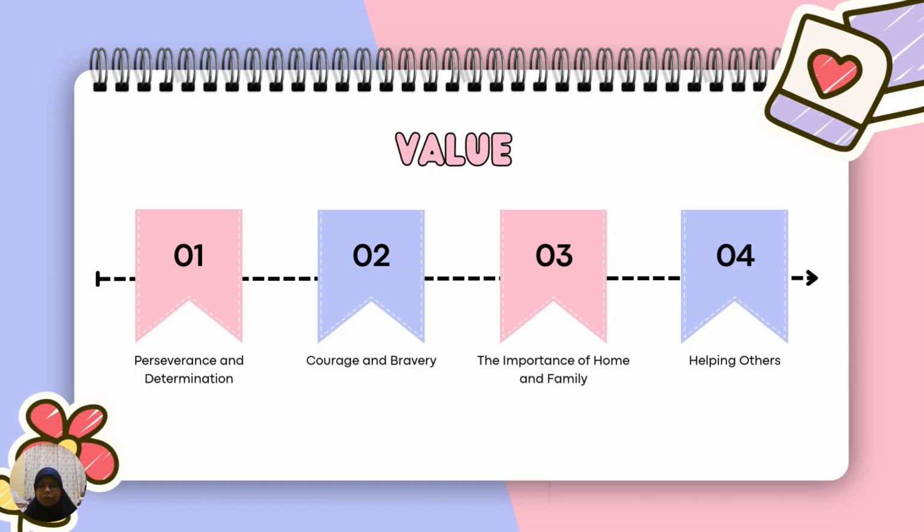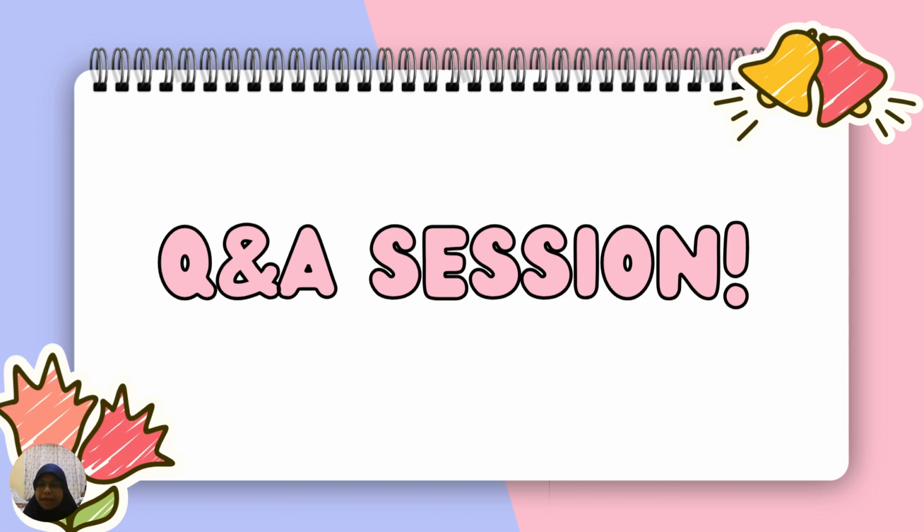Thirdly, the importance of home and family. Home is where love and comfort are found. It teaches us that family is important. The story highlights the cat's longing to return home, which symbolizes the importance of family, safety, and the comfort that home provides. And lastly, helping others in need can make a difference. Along the journey, the cat encountered other animals, so it could show kindness and help others, teaching that offering help and support to those in need is an important value. So with that, I finish my presentation.